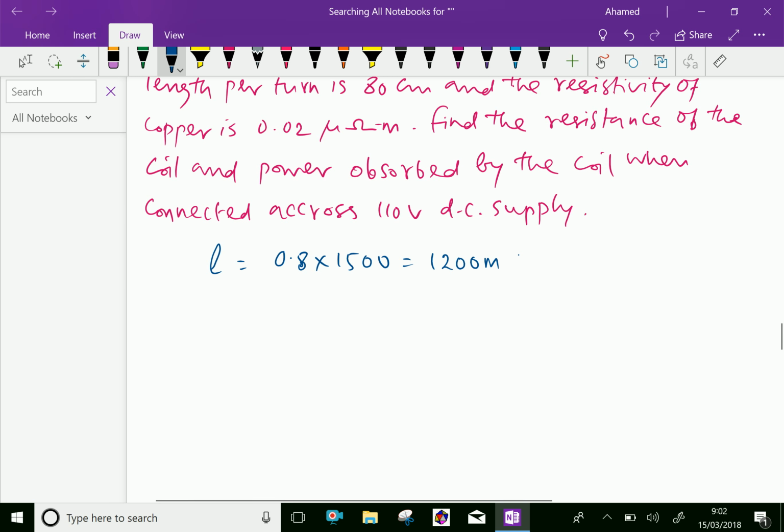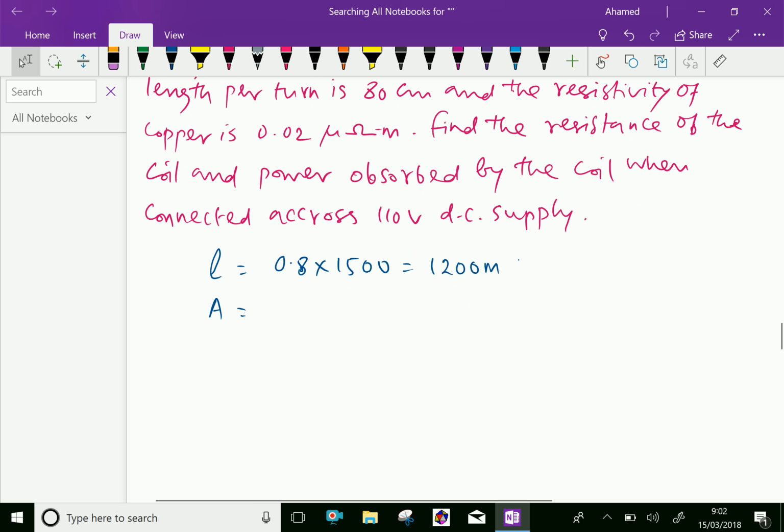Now cross sectional area of the copper wire equals 0.75 mm square, which is equal to 0.75 into 10 power minus 6 meter square, because one meter consists of 1000 mm, so 0.75 mm square equals 0.75 into 10 raised to minus 6 meter square.